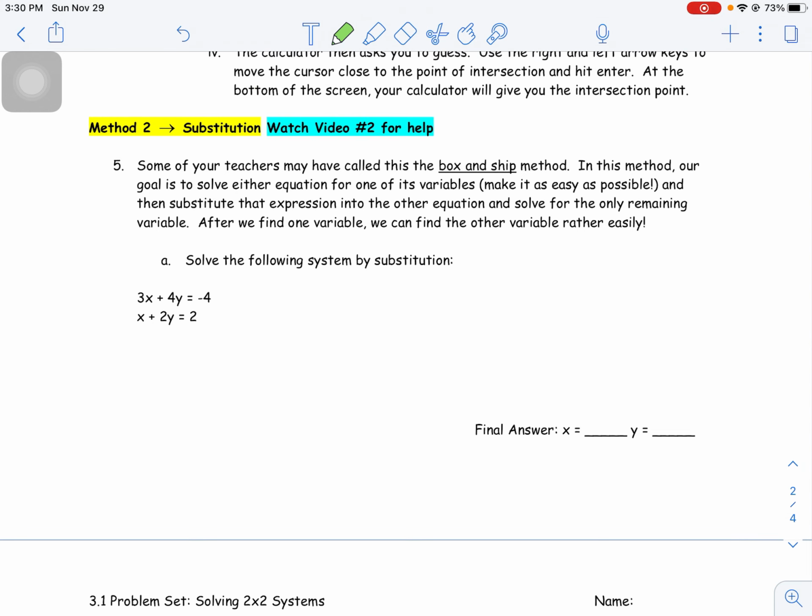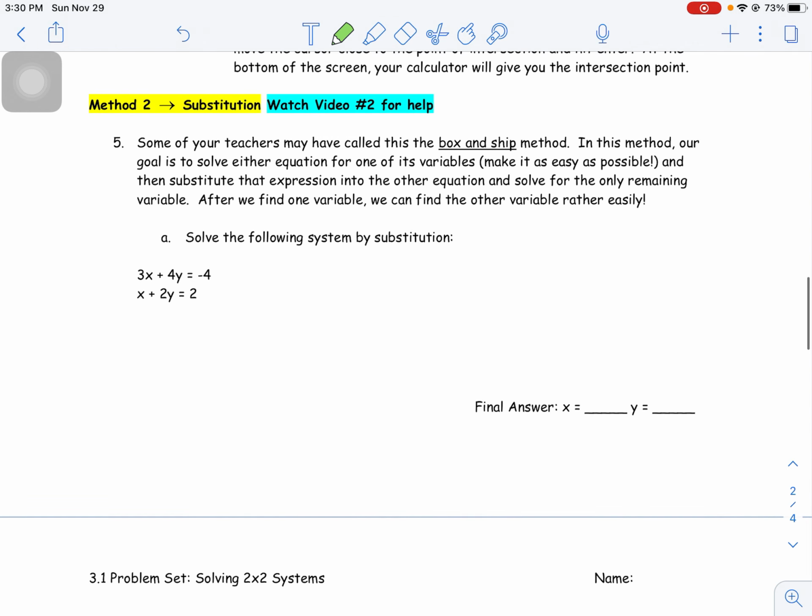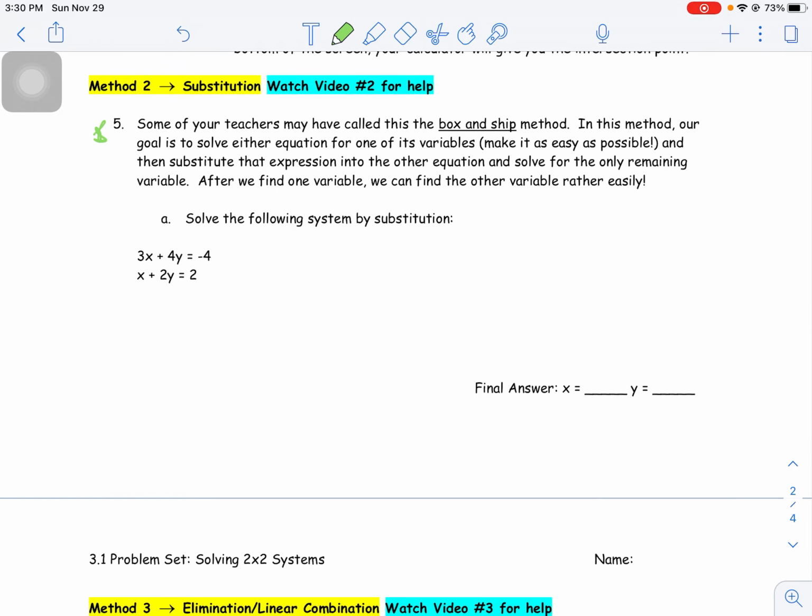The second method for solving systems of equations is through substitution. So, I'm just going to do this. You can read this section if you would like to, but I'm just going to show you how it's done. So solve the following system by substitution. This is probably the way most people remember how to do it.